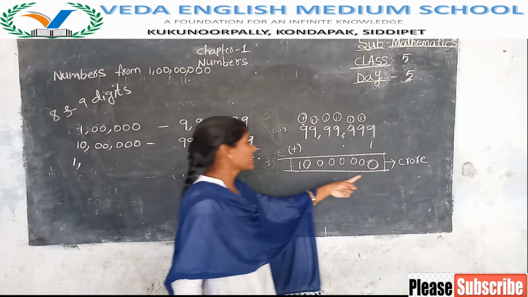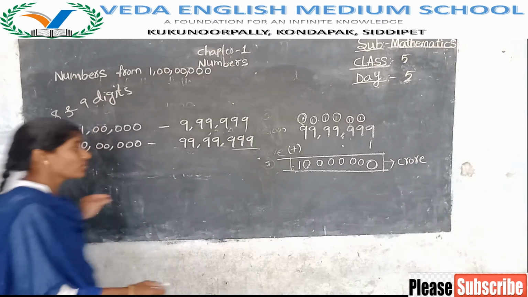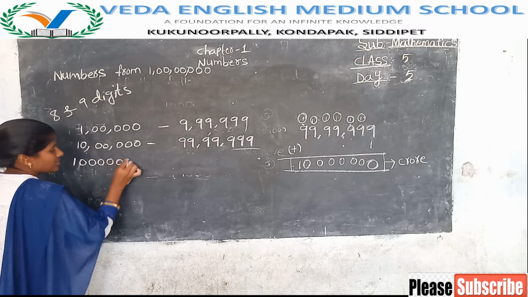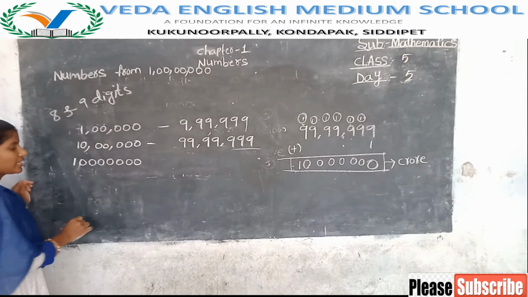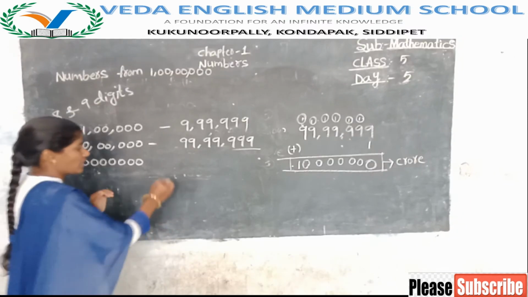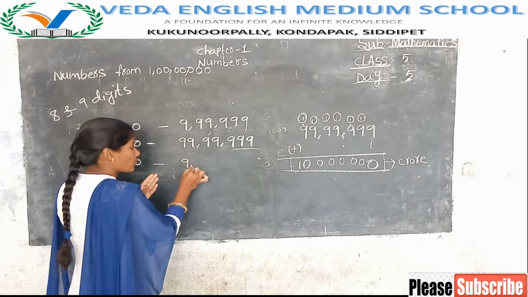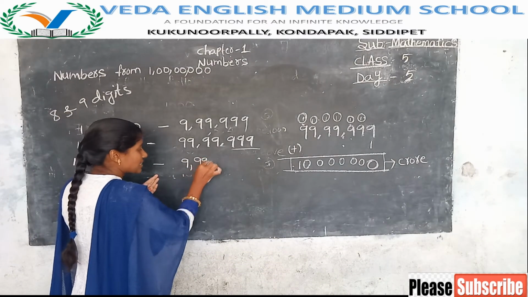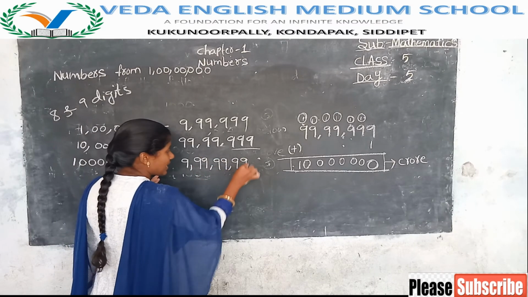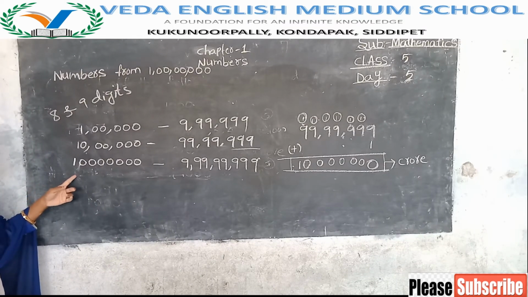How many zeros are there? 1, 2, 3, 4, 5, 6, 7. 7 zeros are there. If you have 7 zeros, then that number is called 1 crore. The 8-digit largest number is 9 crores 99 lakhs 99,999. It is an 8-digit number.